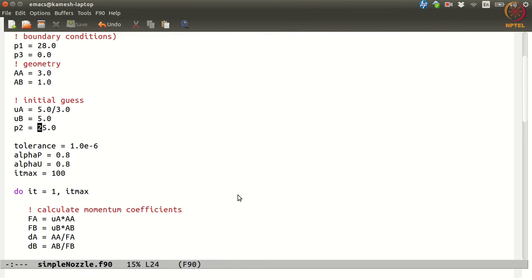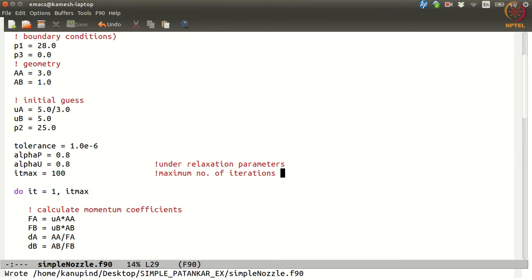All right, that is the initial guess for pressure. Okay, the tolerance value is 1e-6, again I set it to 1e-6 for the equations to converge. Then we have alpha P equals 0.8, alpha U equals 0.8, these are basically your under-relaxation parameters. And the iteration max is the maximum number of iterations before which we hope to come out of the loop.